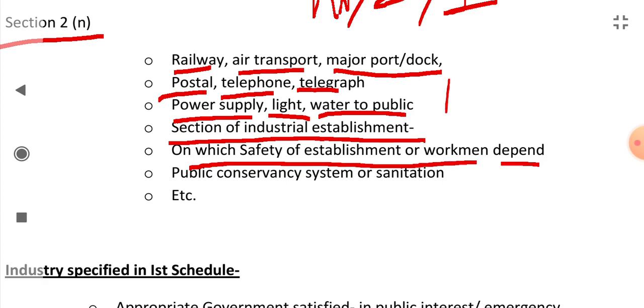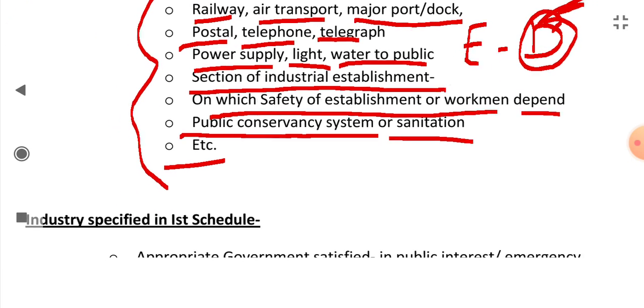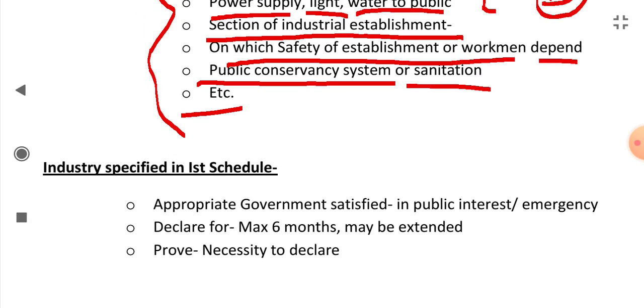If there is an industrial establishment and there is a department on which the safety of the establishment or the workers depends, then that department will also come under public utility services. Public conservancy system or sanitation, etc. So all these industries or services come under public utility services because they are very essential to the public. So the government has more control and puts more restrictions on these industries.